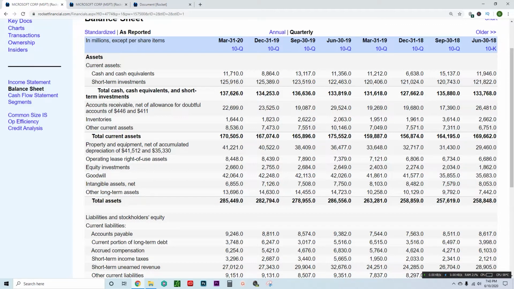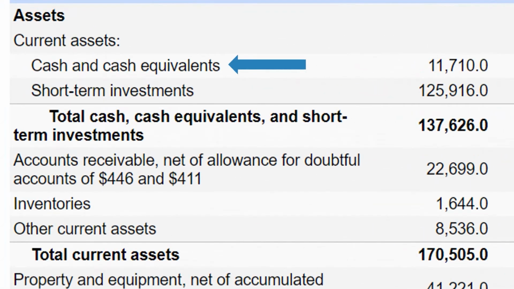Other assets cannot be converted to cash within 1 year, so that's kind of the difference between those. So you always see the most liquid ones at the top. At the top you have cash and cash equivalents. So that is cash. Cash is king. We know what that is.